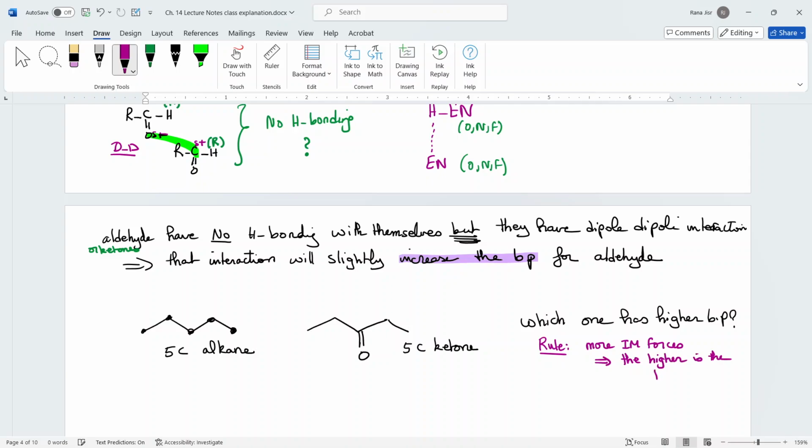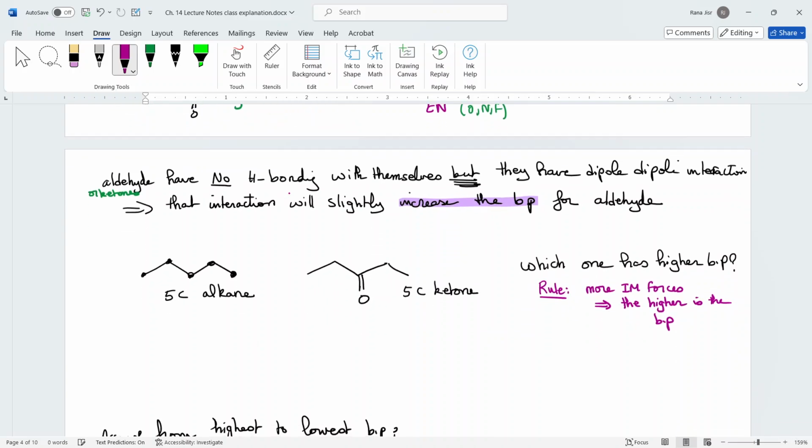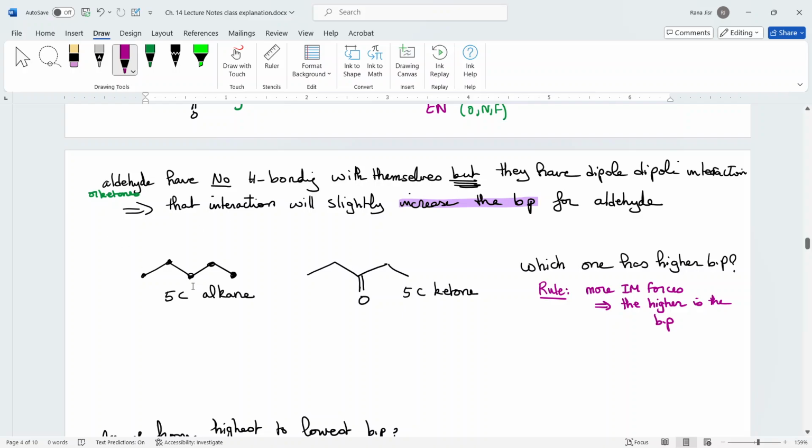So let's agree that London forces always exist with any carbon chain. If you look at your structure and see that it has a carbon chain, on these two ends, then both of them will have London forces, which I'm going to represent as the van der Waals forces. So both do have van der Waals forces. Alkanes only have van der Waals forces, which are London forces. These are the weakest. They don't have any dipole or hydrogen bonding.